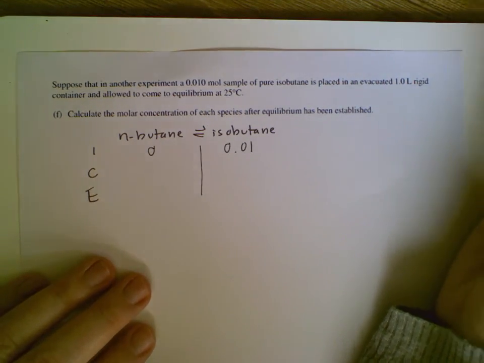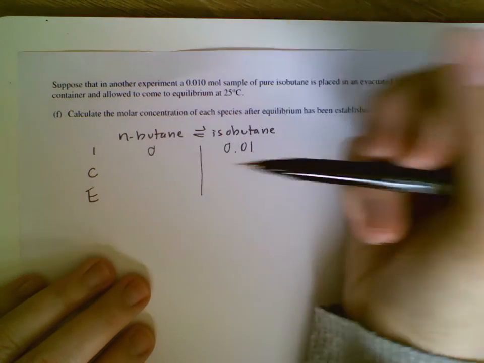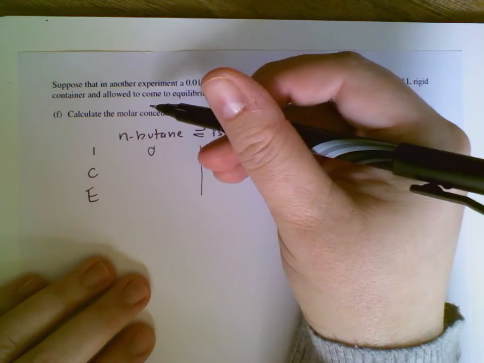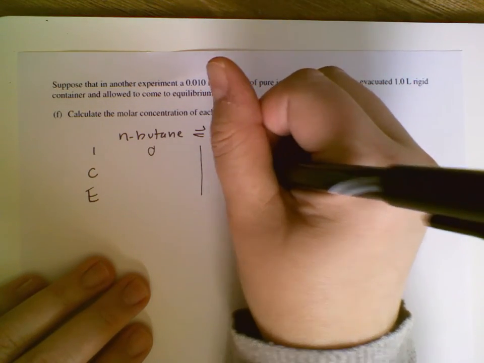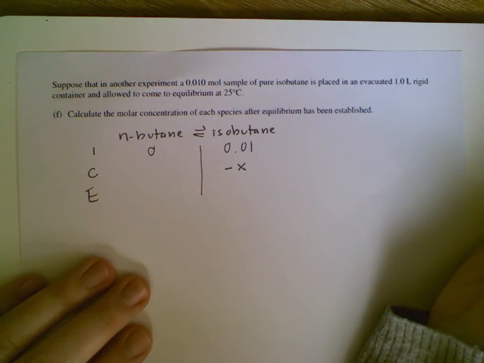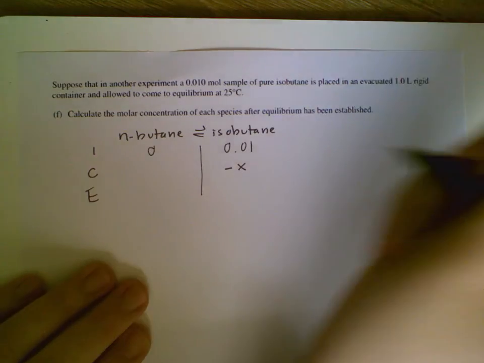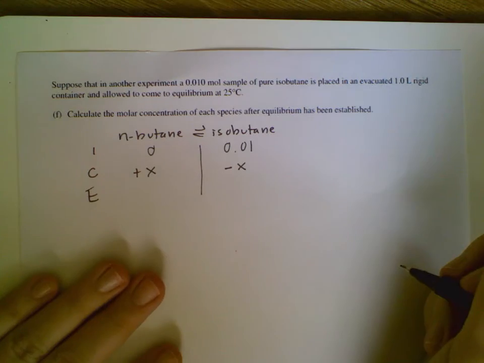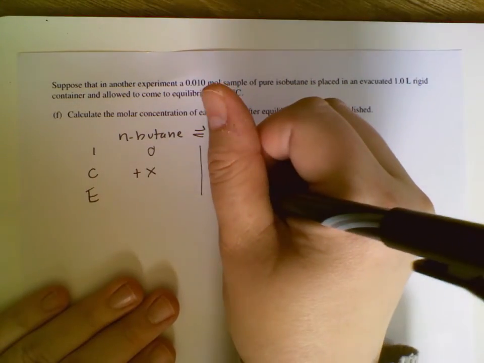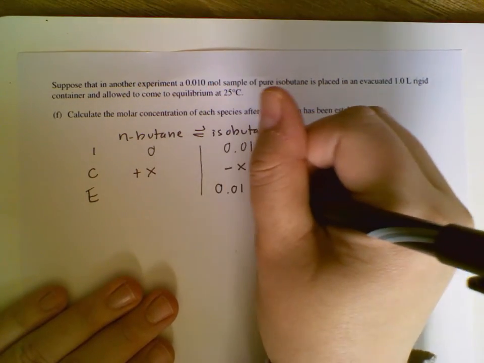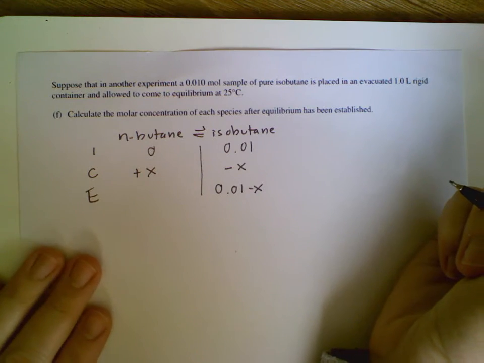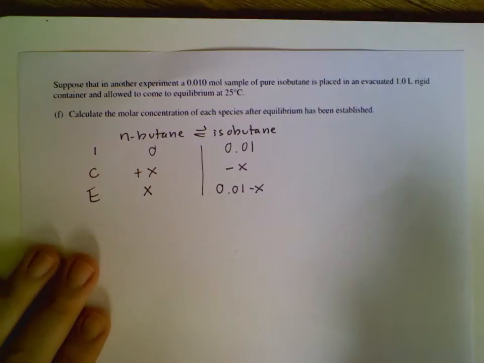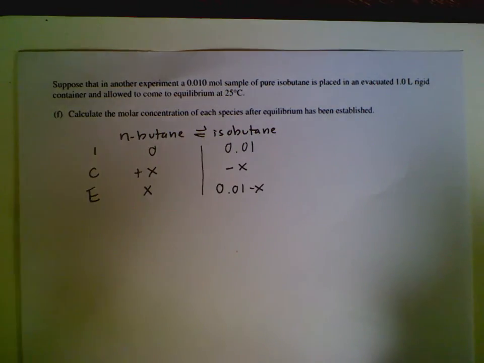So normally we have a minus X for our reactant. We can't do that this time. Our reaction has to head towards the reactant side to kind of get back to equilibrium. So I'm going to see my minus X showing up on the isobutane side and a plus X over here, which is a little bit different, and that's kind of why I think this is a good problem. 0.01 minus X for my isobutane's equilibrium value, and then X is the equilibrium value for my N-butane, so we should be good to go there.